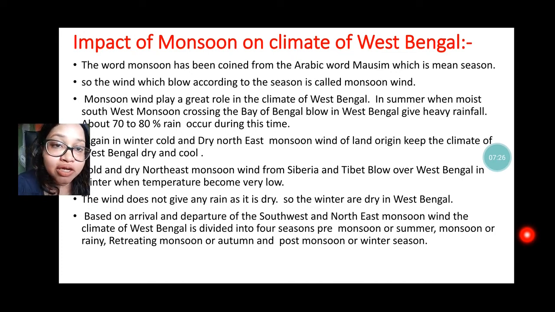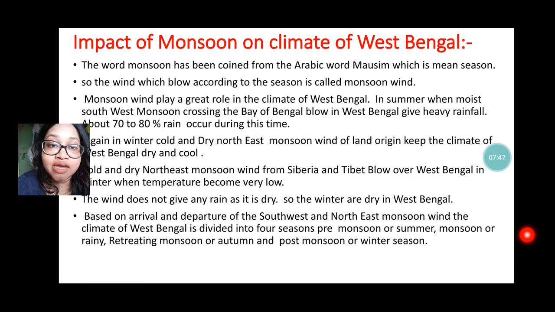In the climate of West Bengal, in the summer season when the moist southwest monsoon crosses the Bay of Bengal, there is heavy rainfall in West Bengal. Mostly 70 to 80% of the rainfall happens during the summer season because of the southwest monsoon.